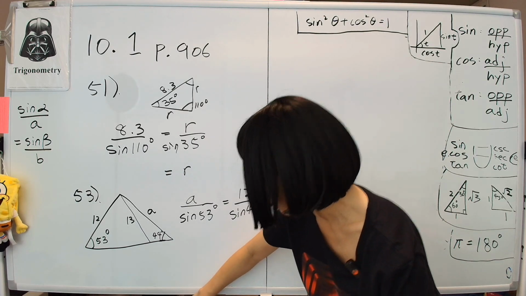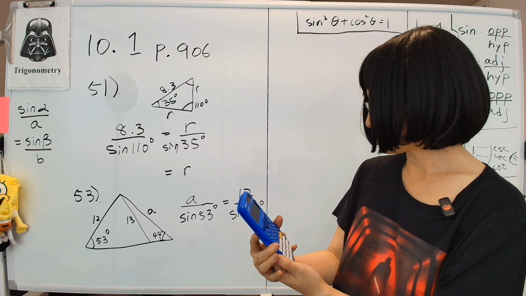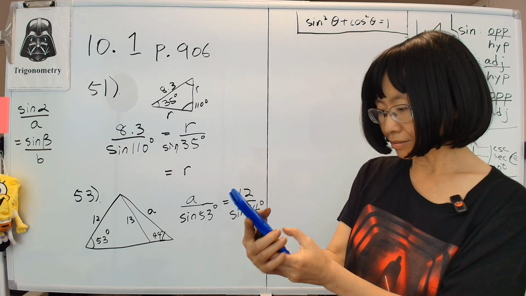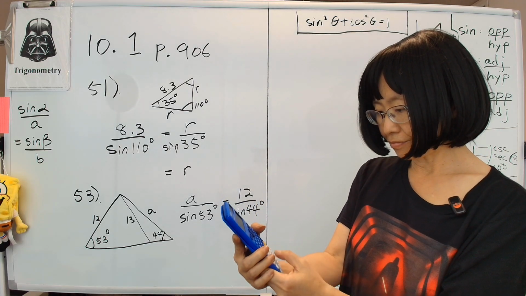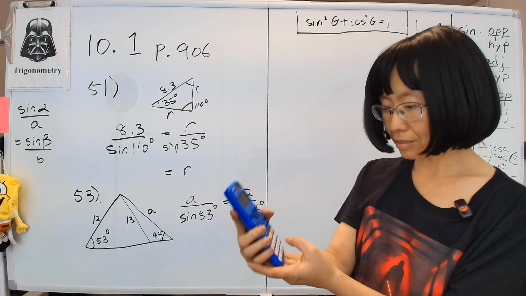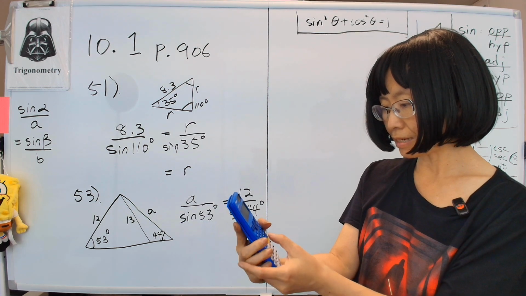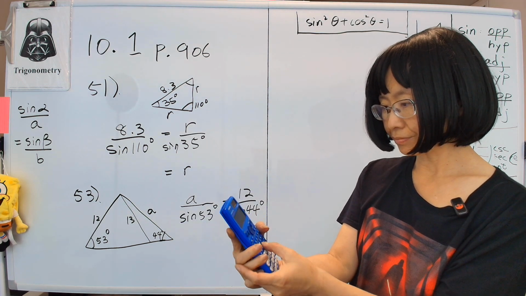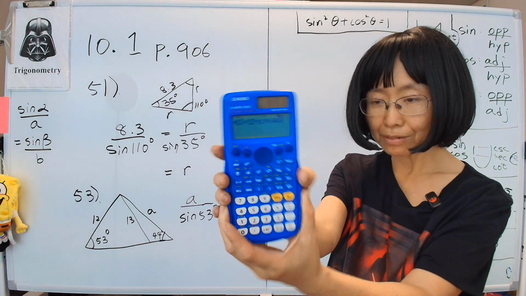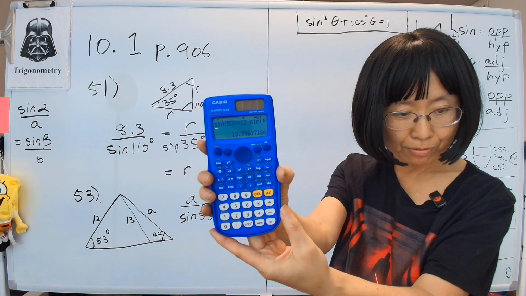Let me do that right here. A is equal to sine of 53 degrees times this stuff. Let me type it in: sine 53 times 12, and then divided by sine of 44. That should be it. And A equals 13 point something.